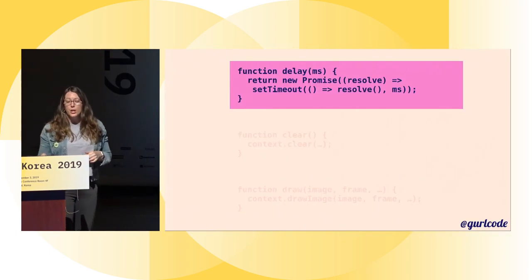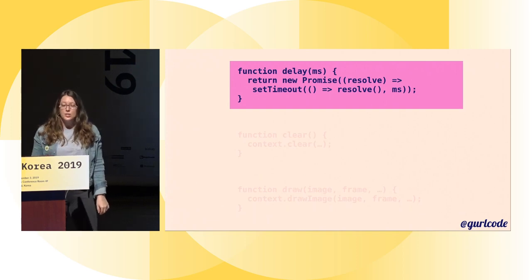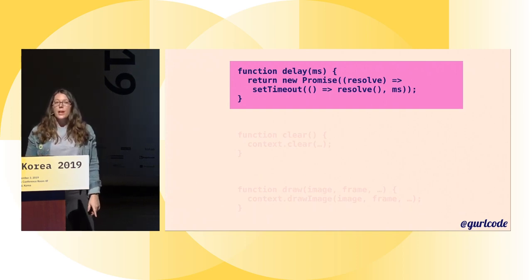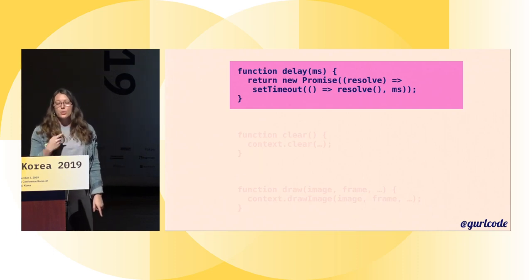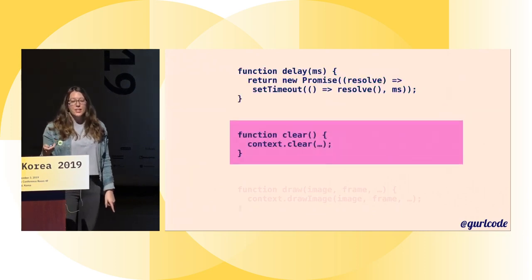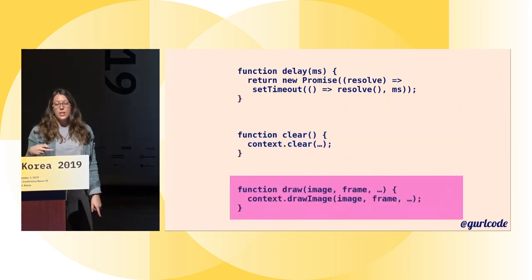To do that, I started with rewriting the function that delays the animation. This is our async function, and it doesn't need to hold the animation itself. It just needs to delay with a promise. That's its sole responsibility. When this function is called, it returns a new promise that resolves when the timeout is complete. I also broke out the context clearing into its own function and the drawing of the image into its own function.